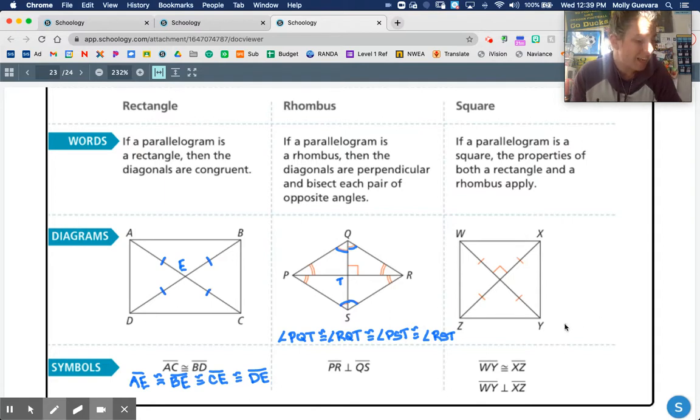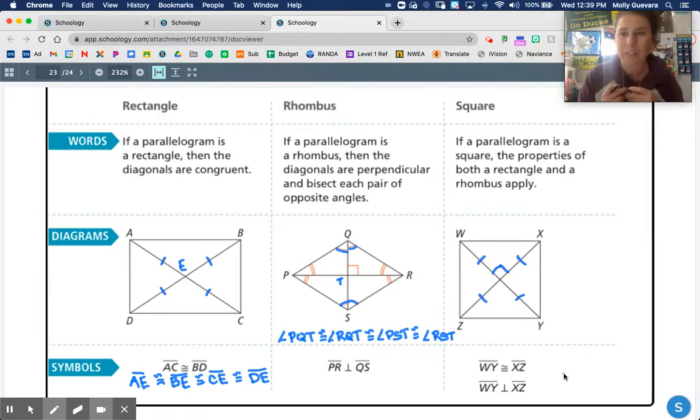And then lastly, if the parallelogram is a square, so now we're taking the properties of a rectangle and the properties of a rhombus and putting them together to make a square. So both of these properties are going to be true, right? They're going to cross at 90 degrees, just like a rhombus. And then the diagonals are equal, and they're going to be cut in half perfectly, just like a rectangle. So both the properties of the rectangle and the rhombus apply to the square. So those are the properties of my special parallelograms.